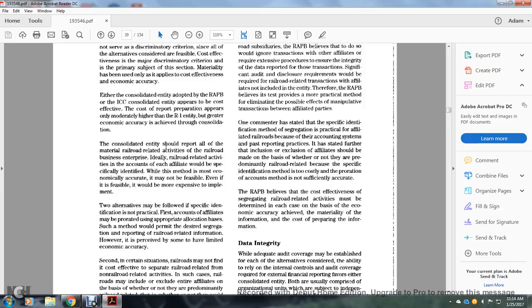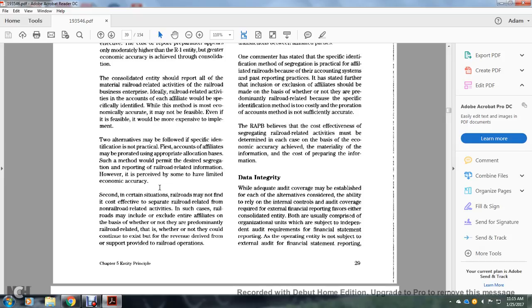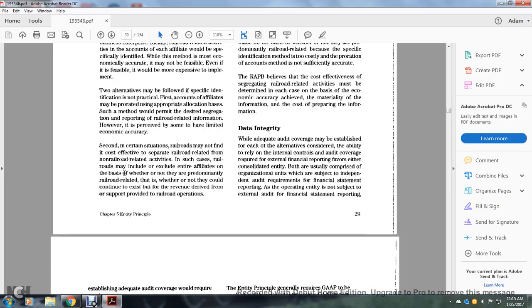Each affiliate should report the material related to railroad-related activities of the railroad business and enterprise, and ideally railroad activities accounted separately from the other. Each of the affiliates would specifically identify with the method most economically accurate, even though if it is infeasible, it would not be expensive to implement. Two alternatives may be filed: specific identification or proration. The account for the affiliate may be prorated using an appropriate allocation basis. Such a method would permit the desired segregation in reporting the railroad-related information, however, there is some limited economic accuracy.